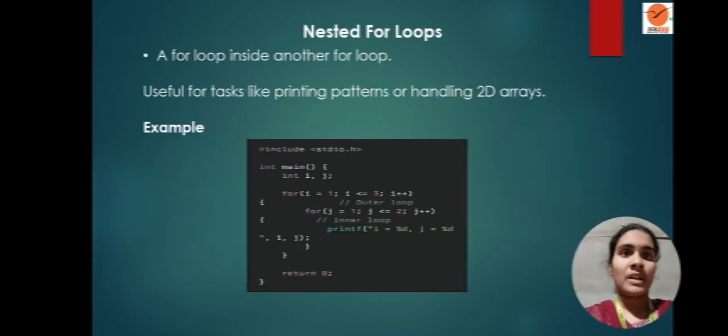Nested for loops. A for loop inside another for loop. Used for tasks like printing patterns or handling 2D arrays. Example: #include <stdio.h>, int main, int i, j, for i equals 1, i less than or equals to 3, i plus plus, for j equals 1, j less than or equals to 2, j plus plus. printf i equals %d, j equals %d, i comma j, curly bracket close and return 0.